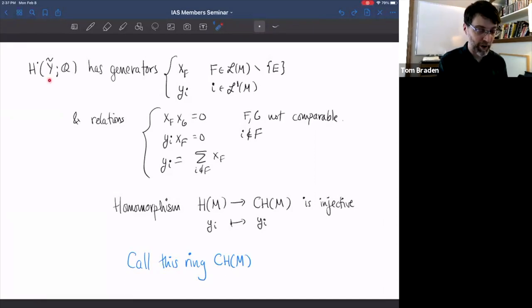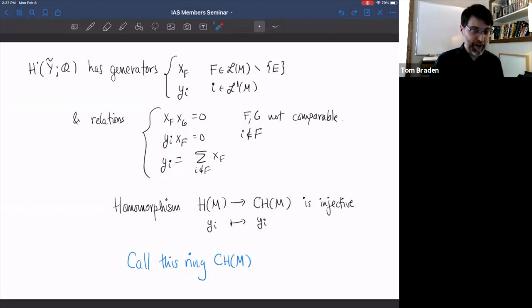So the cohomology of this resolution will now have generators corresponding to each of the flats that you blew up, each of the strata that you blew up, and then you'll have a generator just for the rank one flats, and those when you multiply will give things of higher rank. And it has three kinds of relations. First of all, if the flats are not comparable, the corresponding generators give zero. For a rank one element i that's not contained in a flat F, the corresponding y_i times the corresponding generator x_F is zero. And finally, you can actually eliminate the y's entirely by the last relation, except that it's much nicer to write it with them: the y_i is the sum of all the x_F for the flats F that do not contain i.